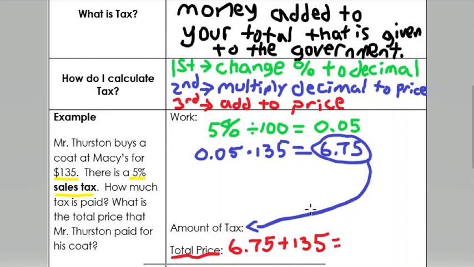So when I add those two together, I get $141.75. So when I was at Macy's, even though the coat says it was $135, this is the amount that I actually paid because I have to pay for sales tax. All right, try the practice problem below on your own.